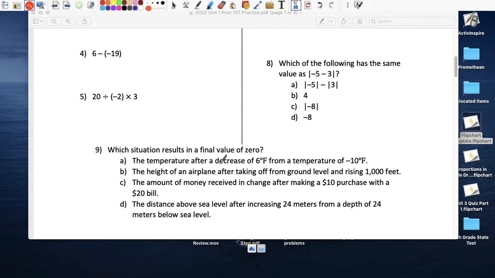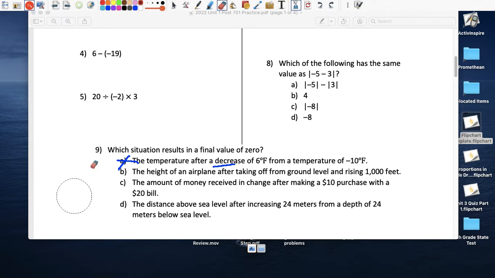The temperature after a decrease of 6 Fahrenheit from a temperature of negative 10. I hate when they word it like that. I'm not a big fan. Temperature after a decrease. So the temperature was negative 10. It decreased, so it means it went down. Right? It went down 6. So minus 6. Is that going to equal 0? No. If you're at negative 10 and you go down 6, you actually go to negative 16. Is that 0? No, that's not it.